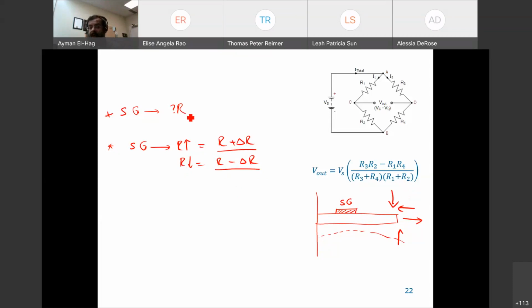Identify which R, and whether it is R plus delta R or R minus delta R, and then substitute in this formula. We always assume that all the resistors are equal to each other. So then everything becomes an R, and one or more of those resistors will be an R plus delta R or an R minus delta R. That's all. This is how you approach this question. Then it becomes very, very straightforward.